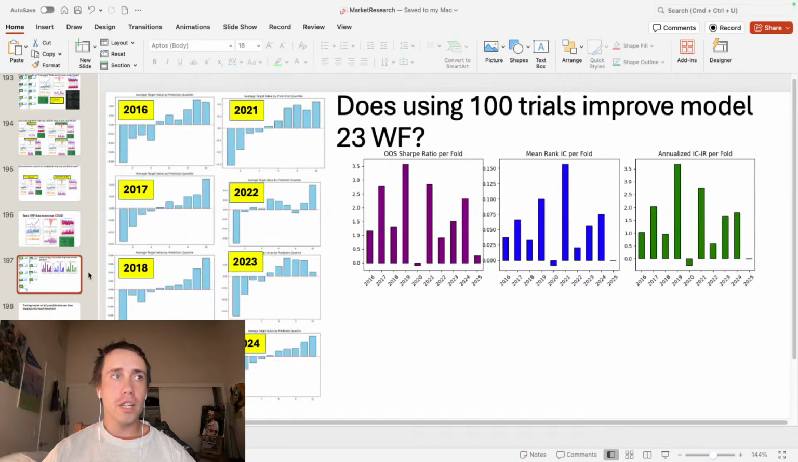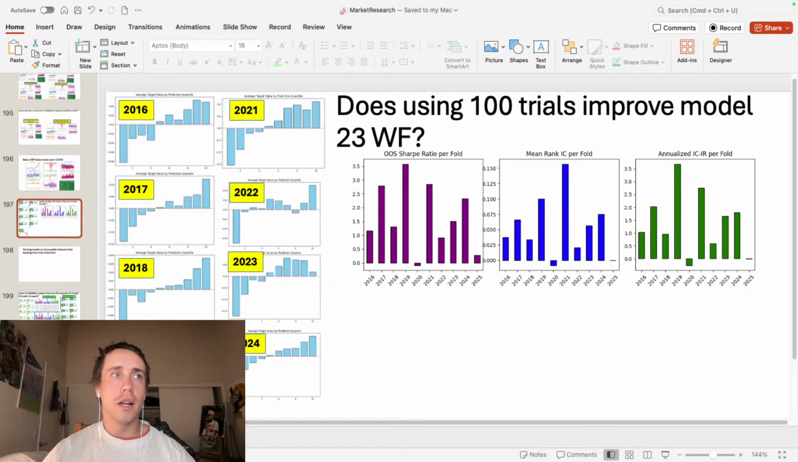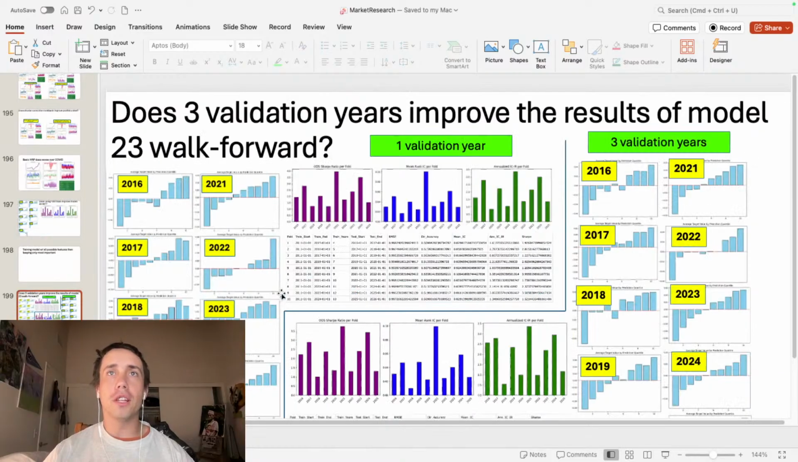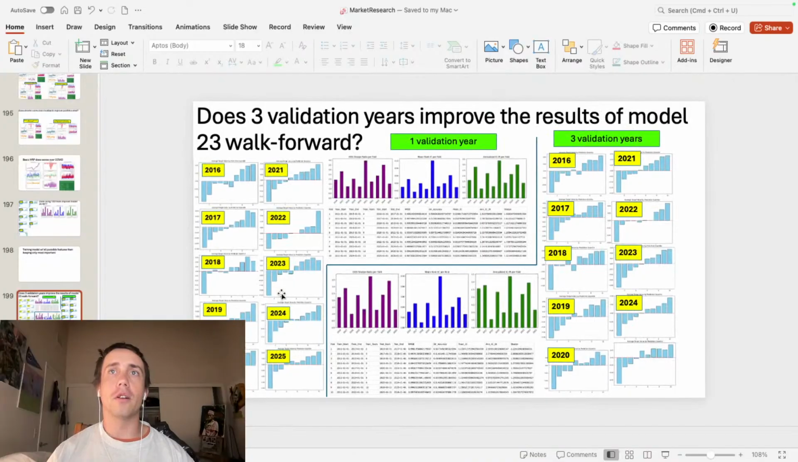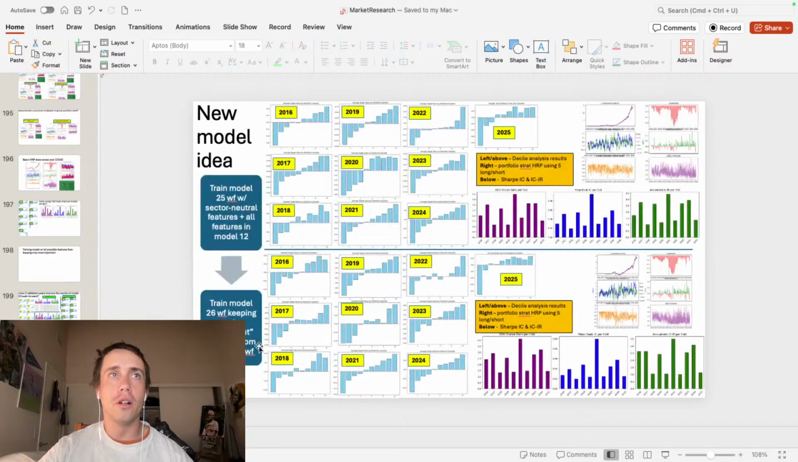So I did try, and I found that 3 validation years does perform better. So if I sacrifice some of the training to be validation, that's improving the performance of the model. So I chose to do that. And then I tried a new thing.